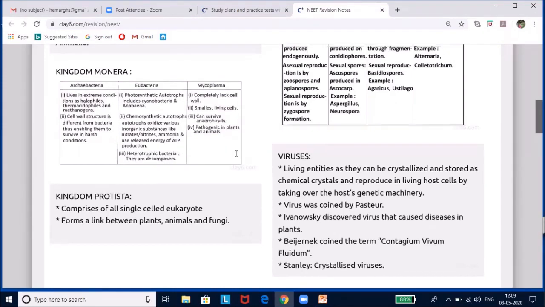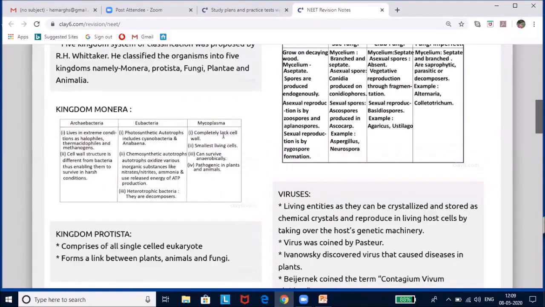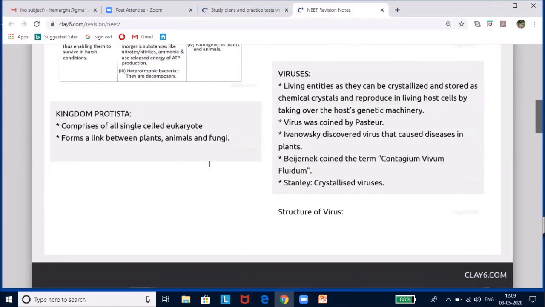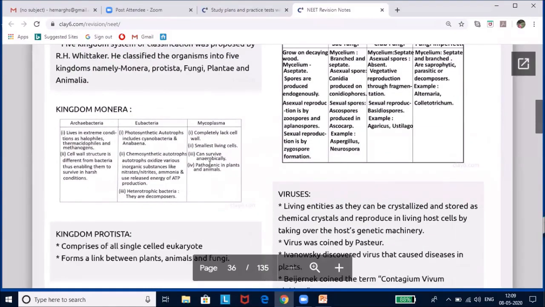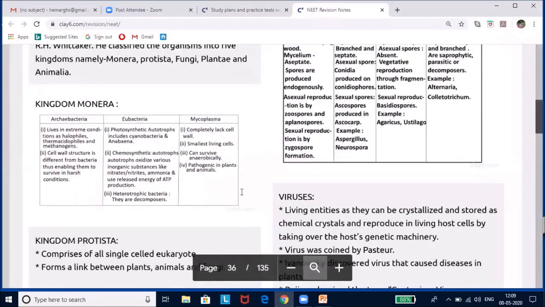Now let us look into Mycoplasma. These are extremely small organisms. Their size is about 0.3 microns. They completely lack a cell wall. These are the smallest living cells, can survive aerobically, and are pathogenic in most plants and animals. Whatever you have studied in 3 pages, we have tried to put in a concise form in the form of an organizer. So this is about kingdom Monera.